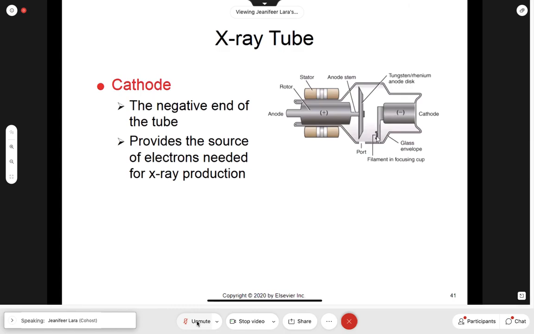What's containing them in a space cloud? What's housing them? What is keeping them in a cloud? It's made of nickel. Focusing cup. Yes, beautiful. The focusing cup is keeping them focused and not letting them release.